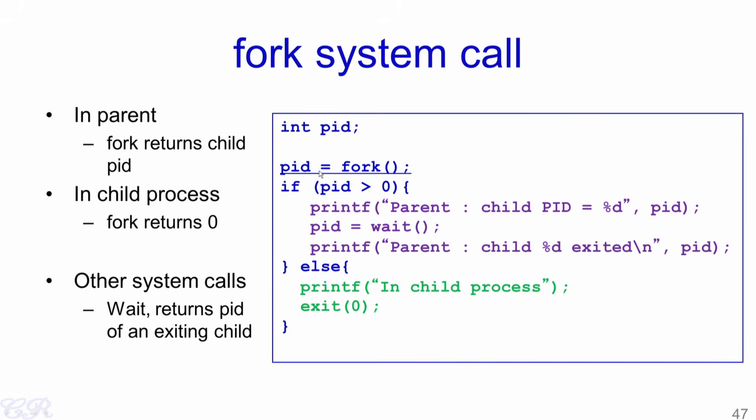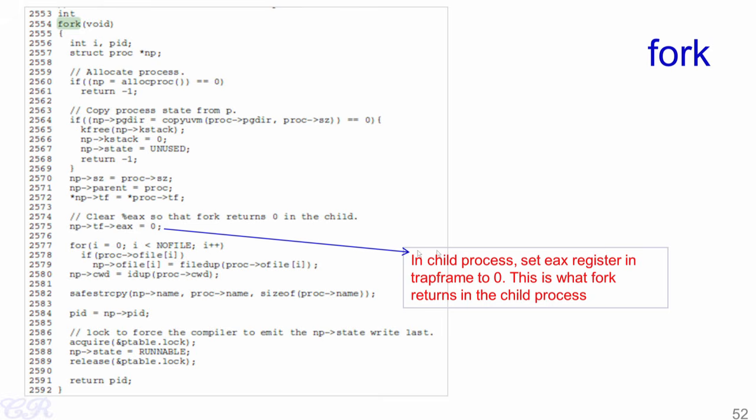Also recollect that the difference between the return values of the parent process and the child process is that the PID value in the child process is 0, while in the parent process it has a value that is greater than 0. So, we will next see how this is achieved. Essentially, in the fork implementation, we see that in the trap frame of the new process, the value of EAX is set to 0. So, this will ensure that in the child process the return value of fork is set to 0. We will see later how the return value in the parent process is set to the child's PID.